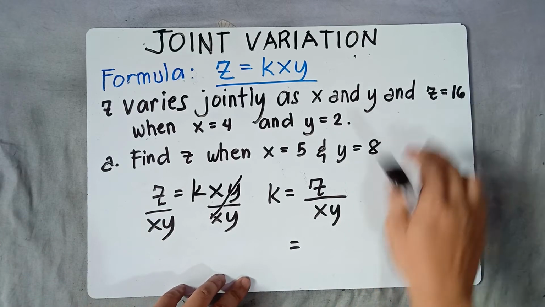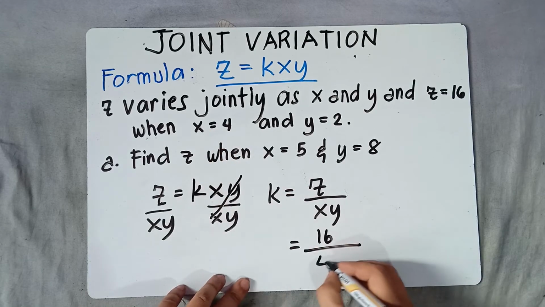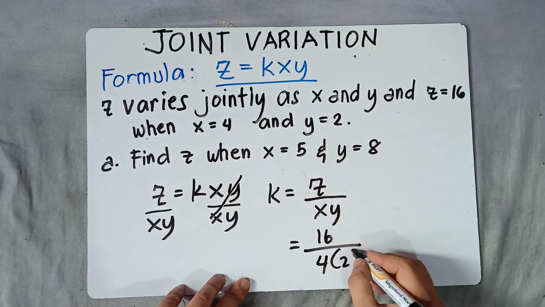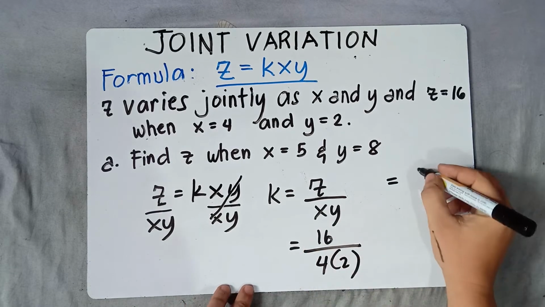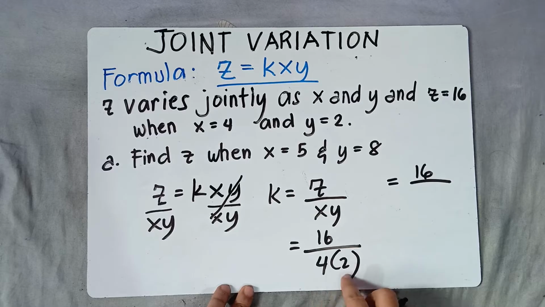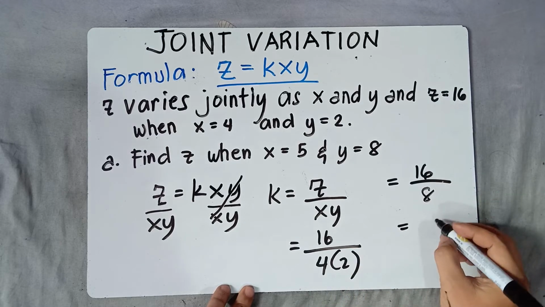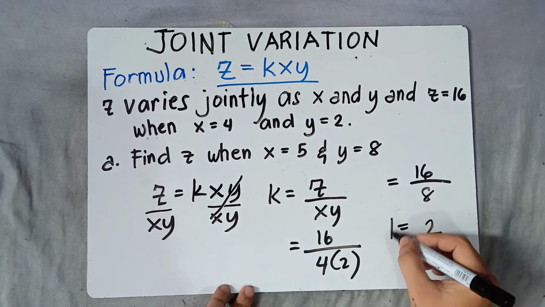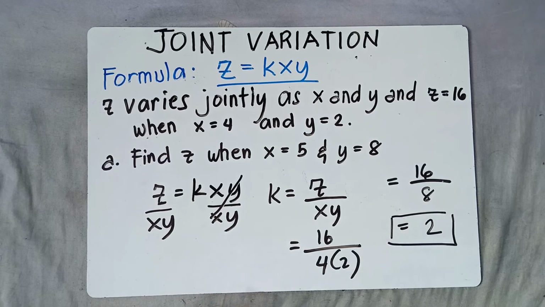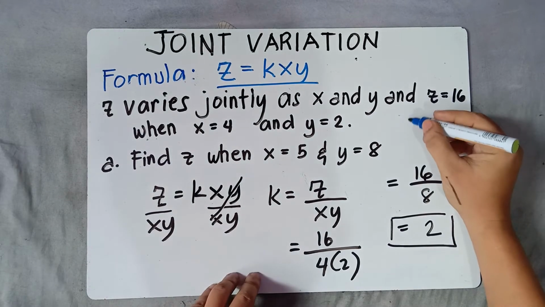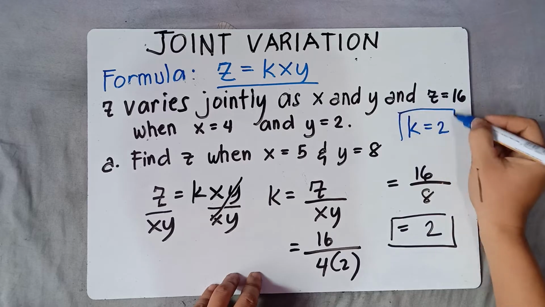So substitute the value of z, which is 16. X is 4 and y is 2. So this is 16. 4 times 2 is 8. So 16 divided by 8, that would be 2. Alright. So your k is 2. Okay. Let's write it here. Our k is 2. Now this is our k.